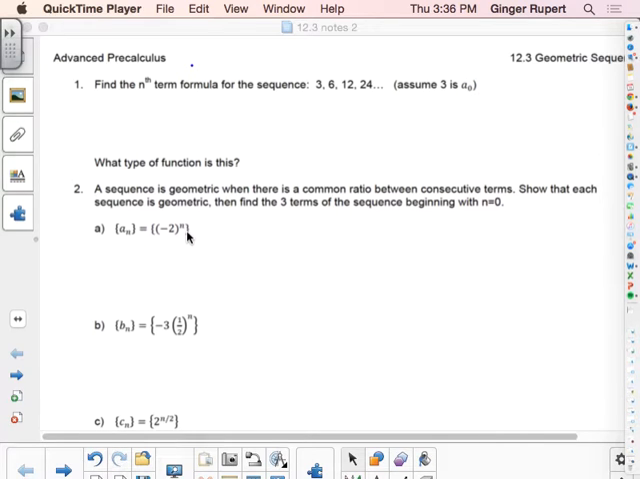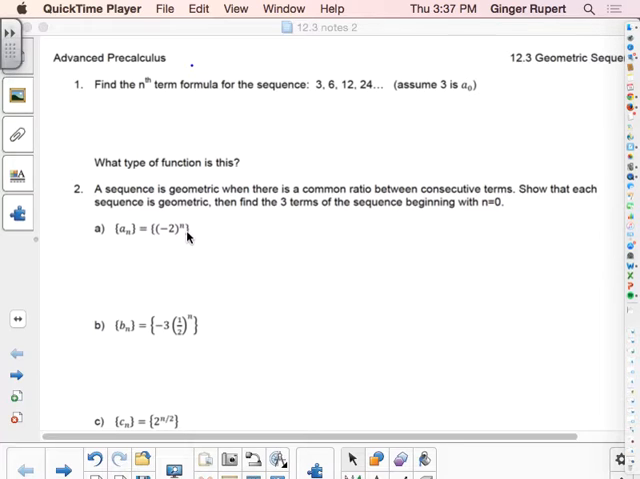Okay, in this video we're going to take a quick look, or at least a look at the first part of section 12.3, which is geometric sequences. We're going to do a few problems. I'll assign a few problems for homework, and then we'll finish this section up when I see you again on Wednesday.